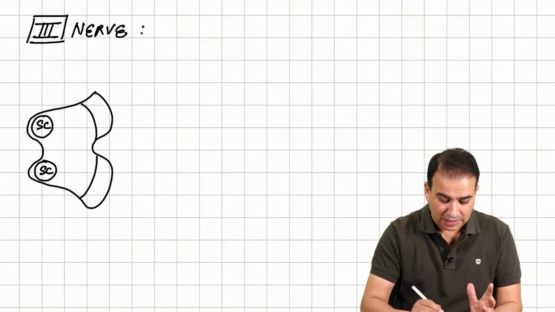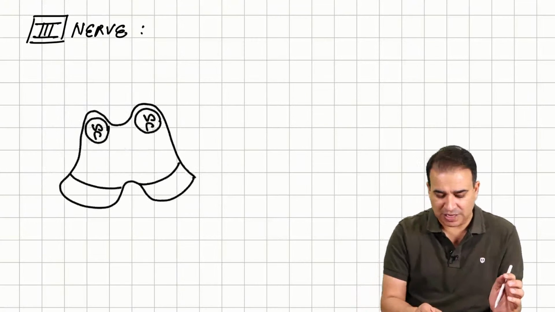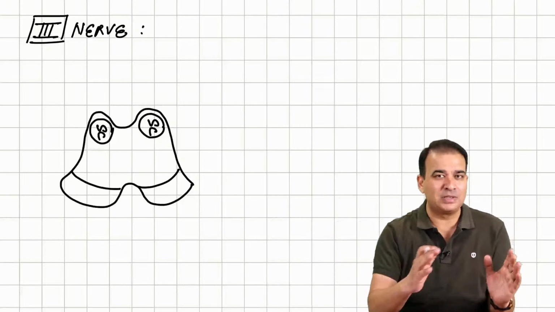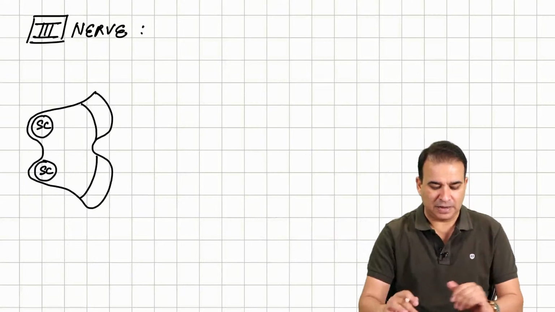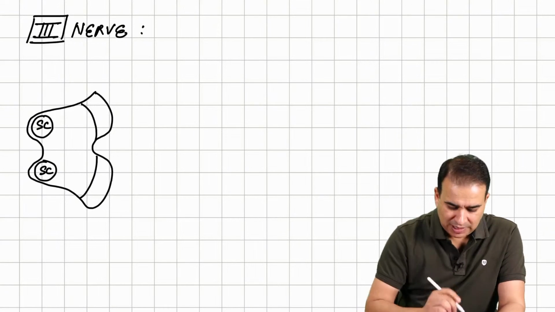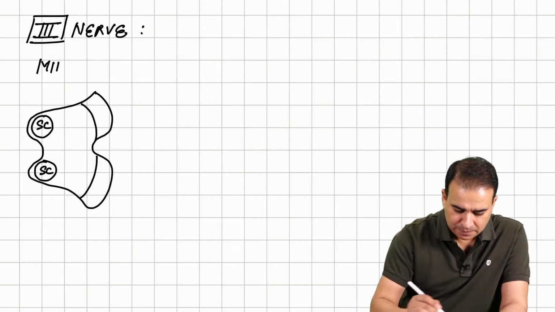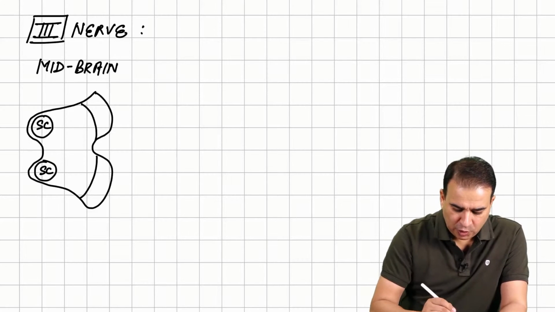Just remember one thing, guys. Generally, when you take the midbrain section in neuroanatomy, we draw the section like this, with the peduncle and the colliculus. But because I have to discuss a nerve sideways, I put it in this manner. So this is a section of the midbrain, and you can already see the section is taken at the level of the superior colliculus.